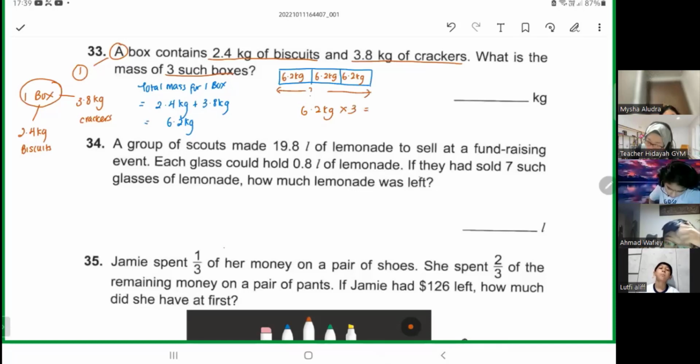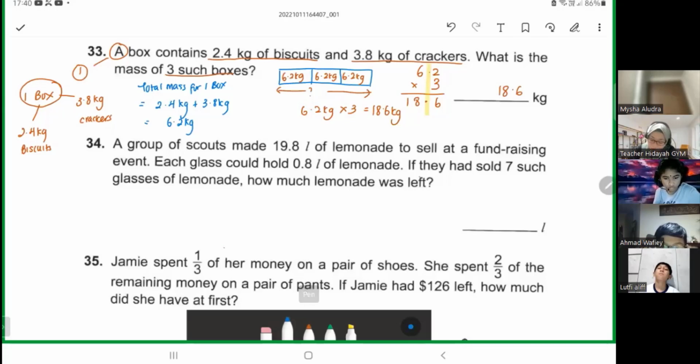When you times this, how do you times? As usual, like this. The 3 doesn't go in front. That only happens when you are actually adding or subtracting. But when you do your multiplication, the whole number just be at the usual place. Don't have to shift it in front. So 2 times 3 is 6. 6 times 3 is 18. Now it's time to bring down your decimal point. There. 18.6 kilogram. That is my answer.